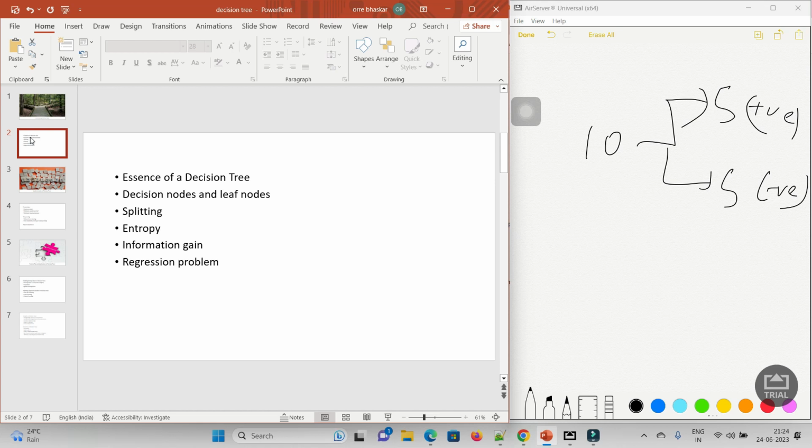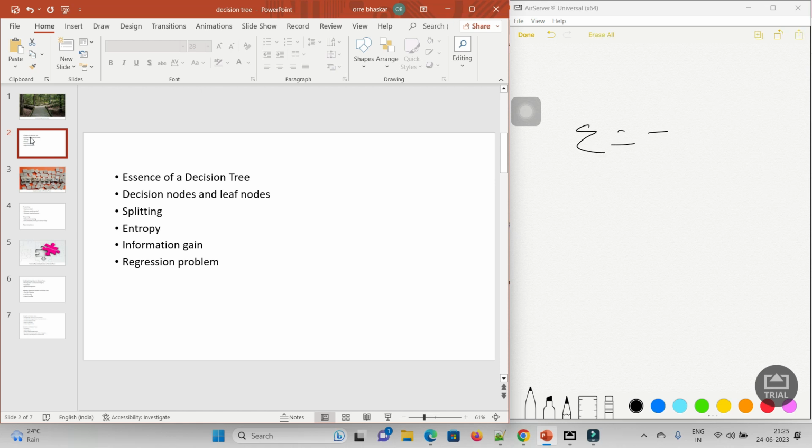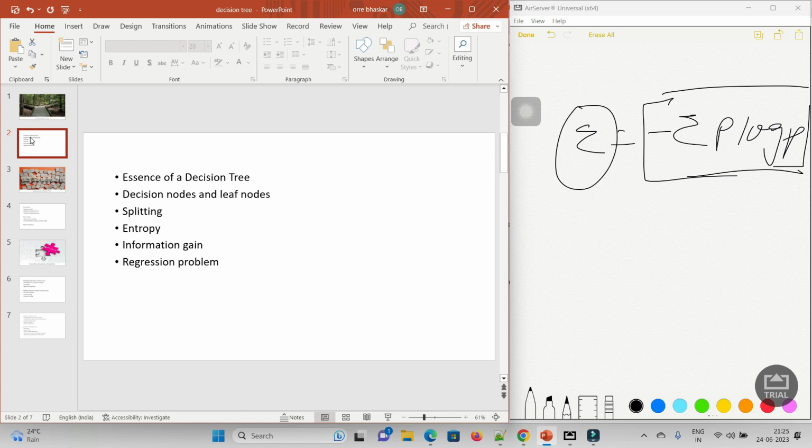Mathematically, the entropy of a data set with respect to the target variable is calculated using the formula entropy equals minus sigma p log p. That is the entropy of the data set, where E is our entropy, sigma is the summation, and p is the proportion of instances belonging to a class in the data set.